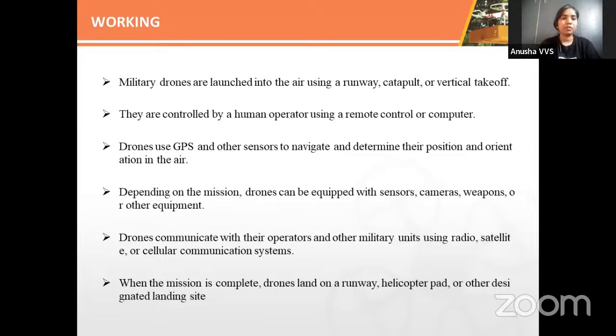Depending on the mission, drones can be equipped with sensors, cameras, weapons, or other equipment. Drones communicate with operators and other military units using radio, satellites, or cellular communication systems. After the completion of the mission, drones land on a runway, helicopter pad, or other designated landing site.